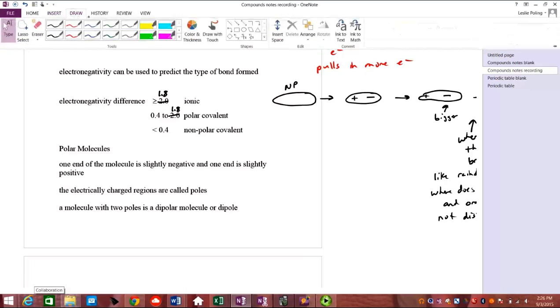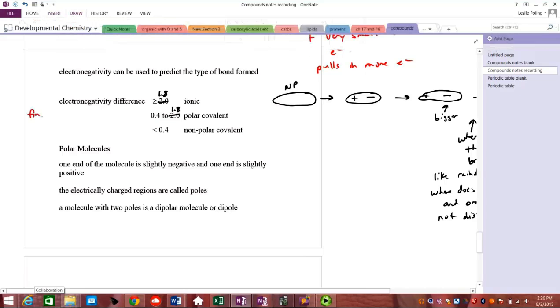Okay, so what are you going to do? You are going to find electronegativities in a chart, and you're going to subtract. So let's look at H2O. Okay? Oxygen has an electronegativity of 3.5. Hydrogen has an electronegativity of 2.1, so we subtract and we get a difference of 1.4.